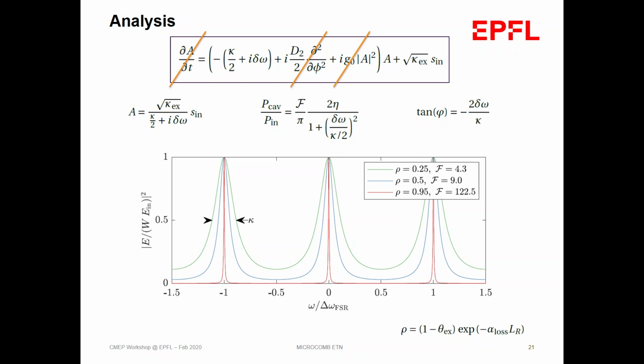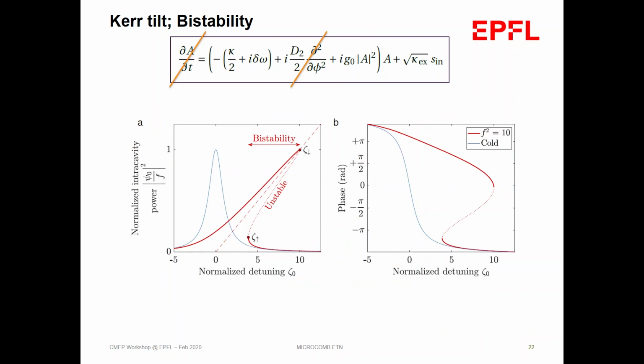Let's analyze this briefly. If you forget these three terms, it's super simple: you just write this and take the modulus square. That directly shows you why you have a Lorentzian shape, because this is something like one plus your variable squared, and the width of this Lorentzian is your kappa. That's why all this is related. Your kappa is one over the photon lifetime, so the faster you lose photons, the wider your resonance is. Another story: if we forget just two terms and keep the linear term, what happens? Your Lorentzian resonance gets tilted.